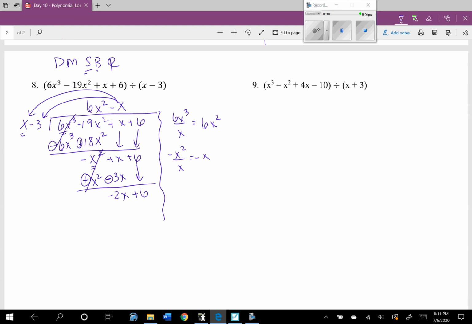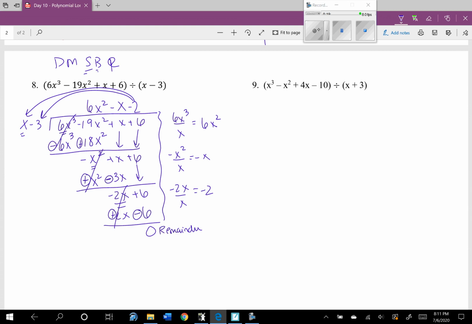R stands for repeat. So divide the first terms. Negative 2x divided by x gives us negative 2. It's a constant, so that goes above the constant terms, minus 2. And then, of course, M stands for multiply, so we multiply negative 2 times x, which is negative 2x, and negative 2 times negative 3, which is positive 6. S stands for subtract, so negative 2x minus negative 2x, that becomes a plus, those cancel out. And this becomes 6 minus 6, which is 0. There's no other place for us to go, so this is the remainder.